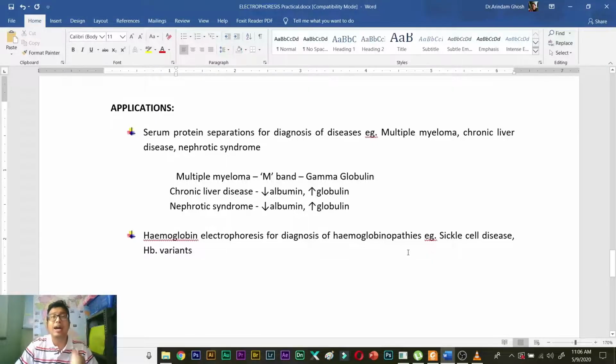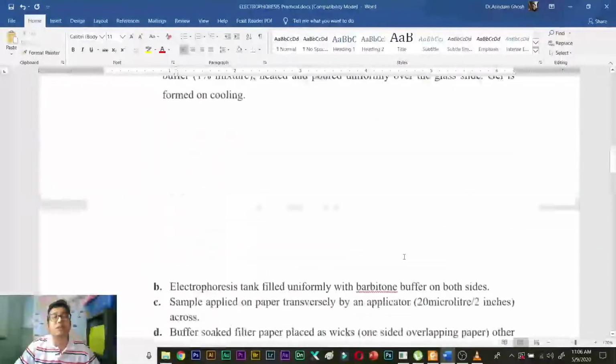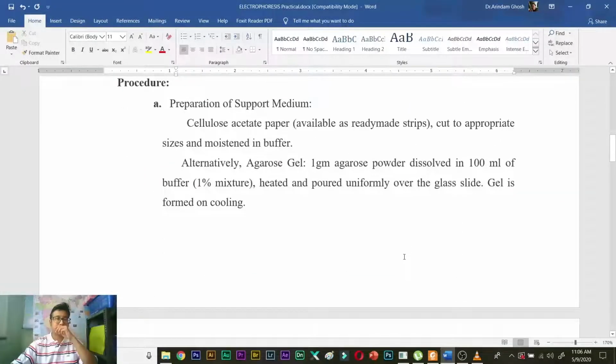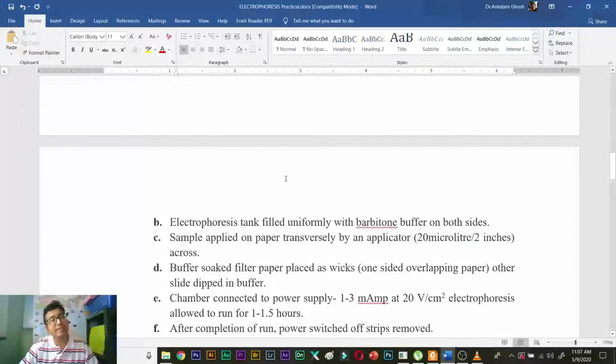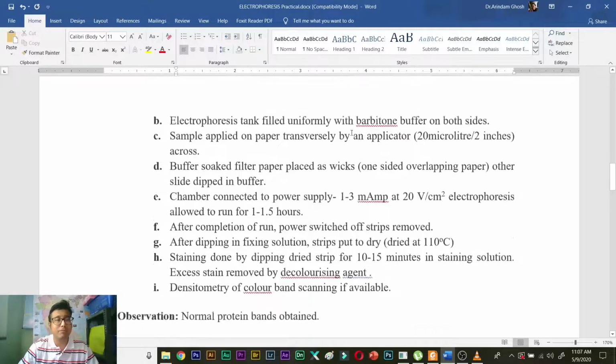Now let us recap the steps and see whether you can visualize them. Either cellulose acetate paper, which is used in paper electrophoresis, or agarose gel is prepared first. The agarose powder needs to be dissolved in water, boiled and cooled, and the gel is made. We need to place the gel in the tank. The electrophoresis tank is uniformly filled with buffer.